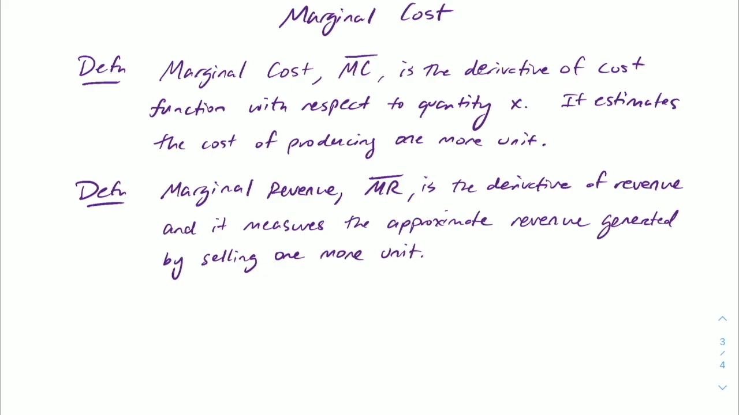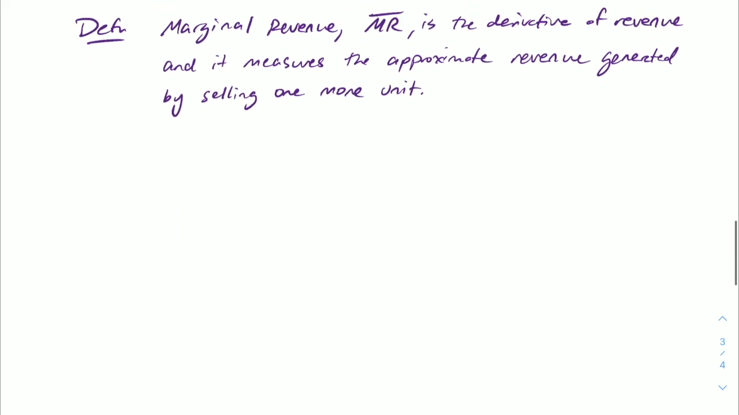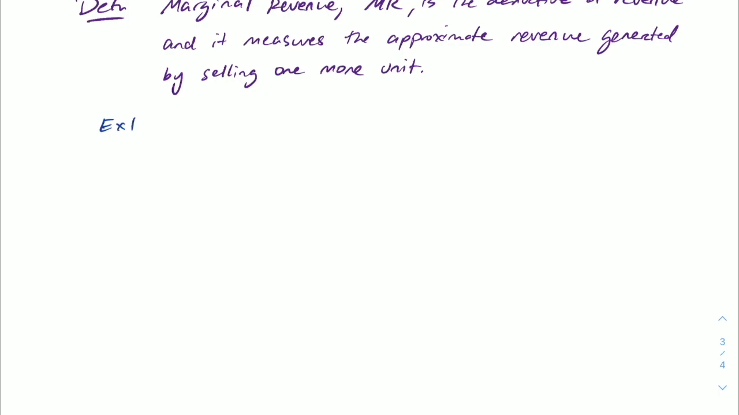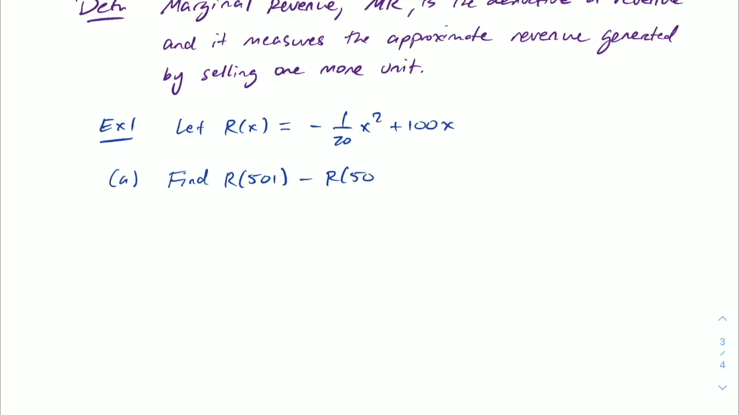All right, let's do a couple examples. So we'll call the first example example 1. Let's let the revenue function as a function of quantity be negative 1 over 20 x squared plus 100x. And in this problem, we're going to find the revenue function evaluated at 501 and subtract the revenue function evaluated at 500. And then we're going to find the marginal revenue evaluated at 500.